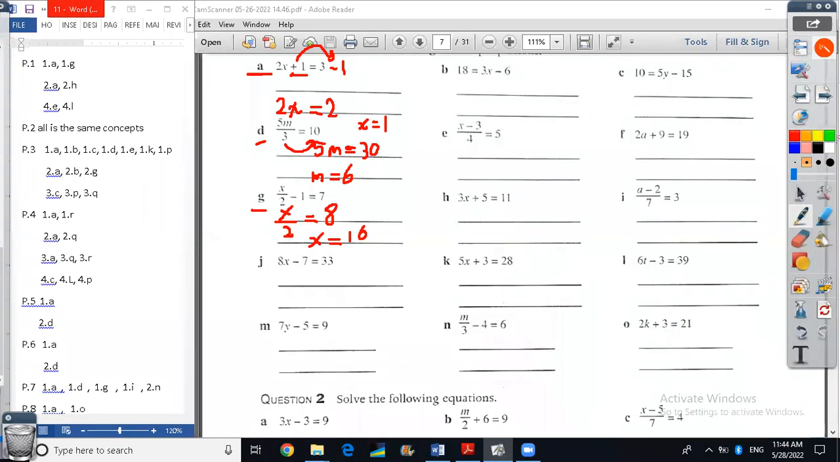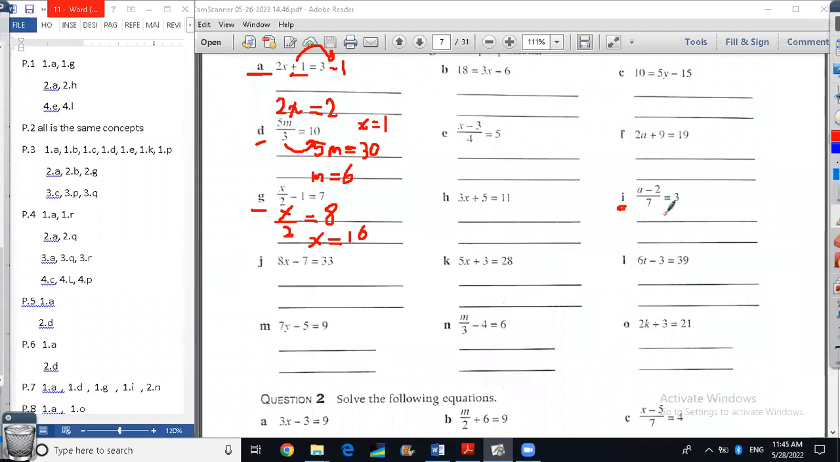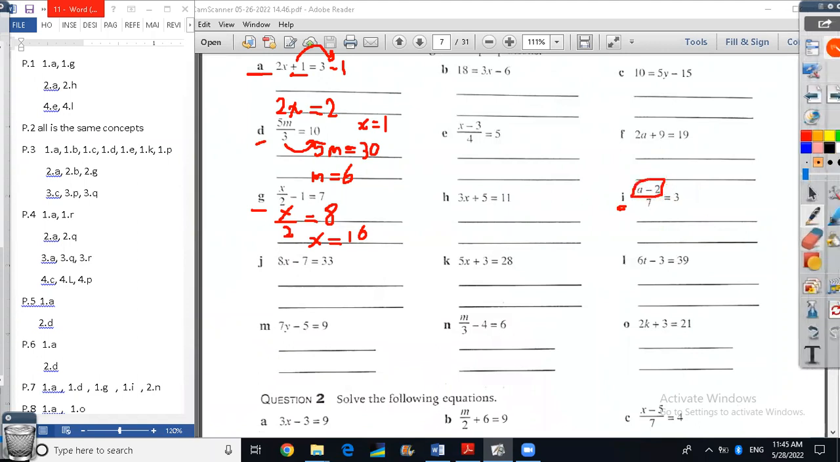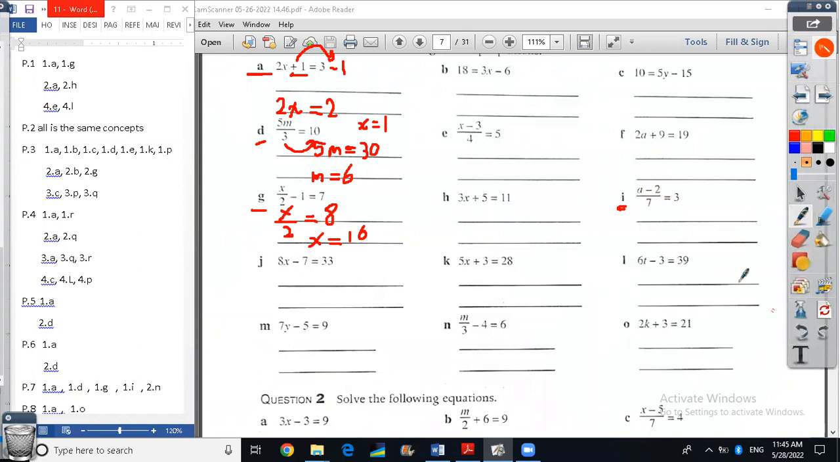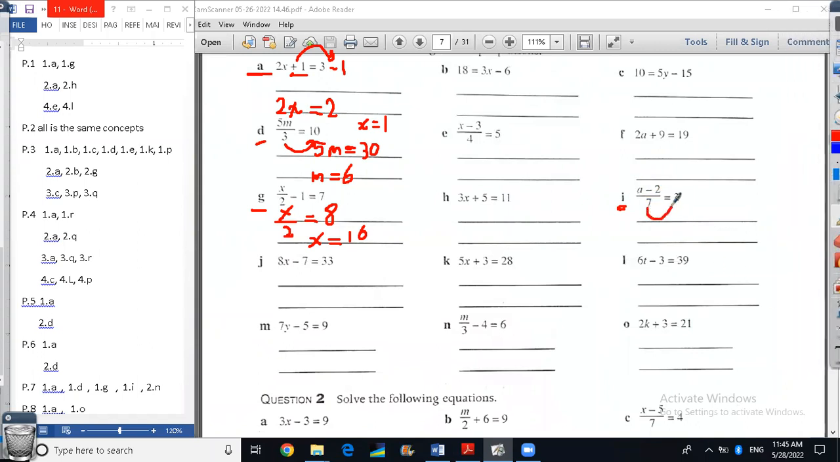Next question. We are on page 7. We need 2n. All right, now let's have a look at this first. Question I. A, we subtracted 2 from it, then after we subtracted 2, we divided by 7. So what are we going to do? Divided by 7 goes there, multiplied by 7. So a minus 2 equals 21.